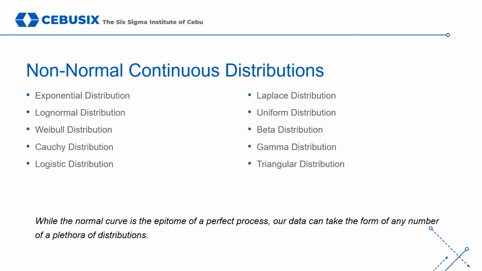And although the normal curve is the epitome of a perfect process, our data can take the form of any number of a plethora of distributions. So in this section, we are going to take an in-depth look at the different non-normal continuous data distributions that you may face in a Six Sigma initiative. We will cover the exponential, lognormal, Weibull, Cauchy, logistic, Laplace, uniform, beta, gamma, and even triangular distributions, none of which represents a normal distribution, all of which require the use of continuous data.